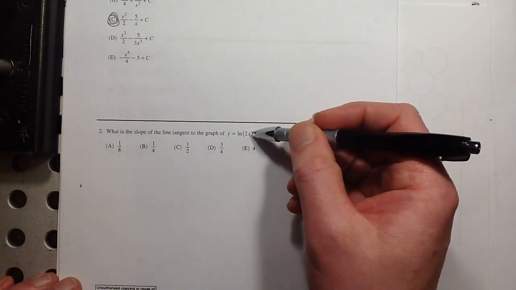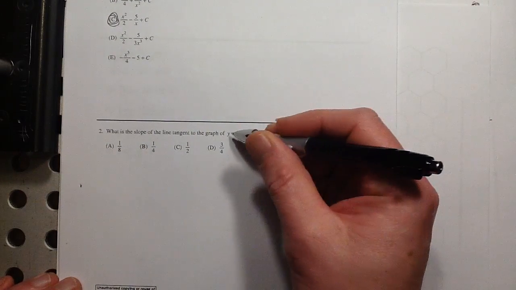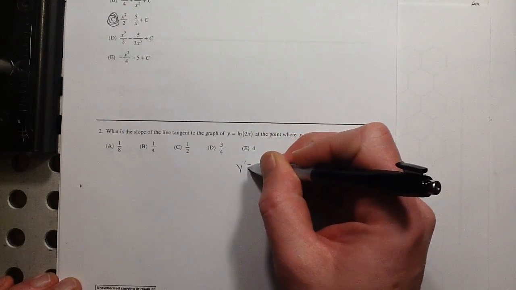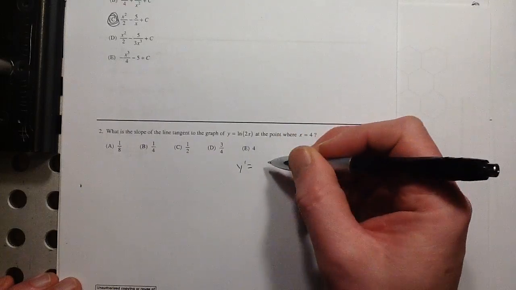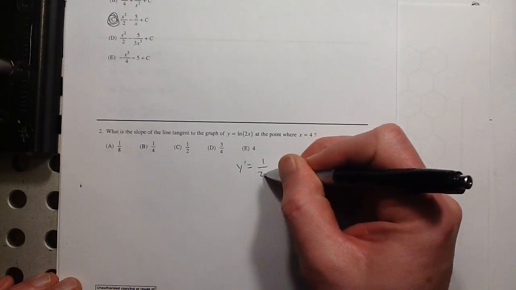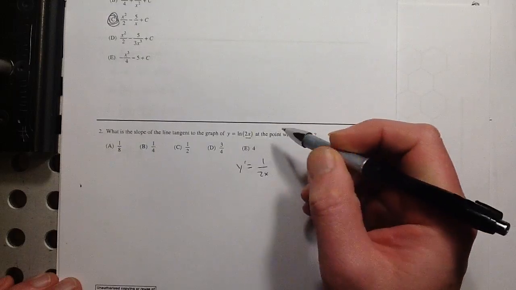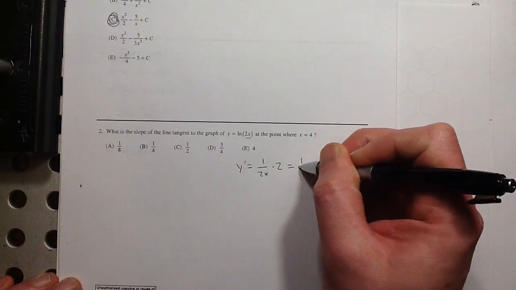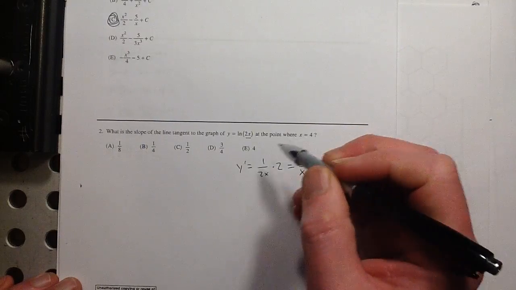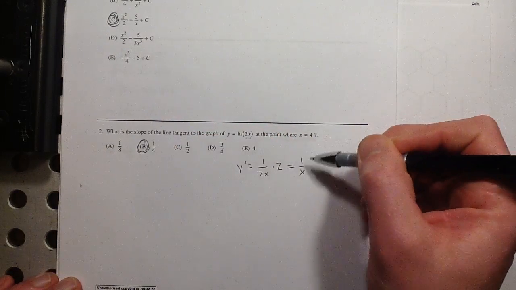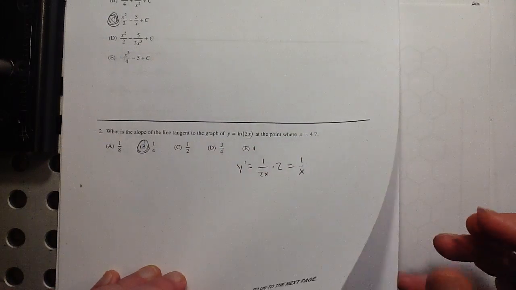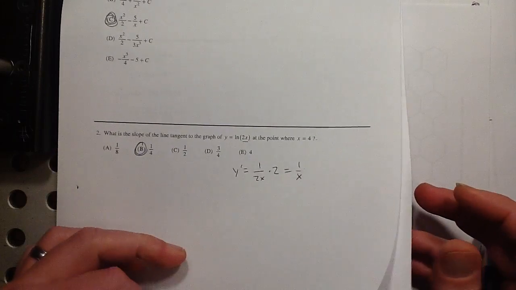What's the slope of the tangent line to the graph of y equals natural log 2x? Well, let's see, the slope of the tangent line, so you need to find the derivative. Derivative of natural log of whatever is 1 over whatever, but it's not just an x there, so times the derivative of what's inside. 1 over 2x times 2, that's just 1 over x, so the derivative of that at x equals 4 is 1 over 4. I guess that's a chain rule question, right?